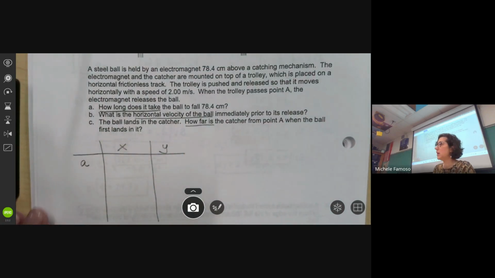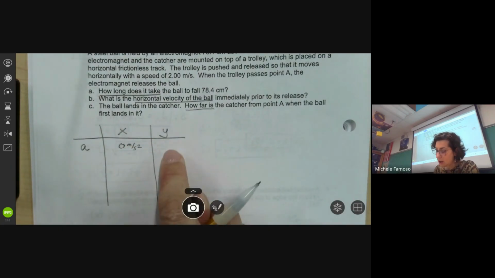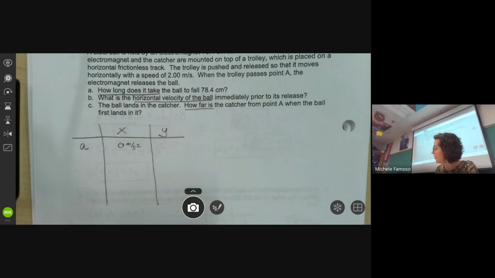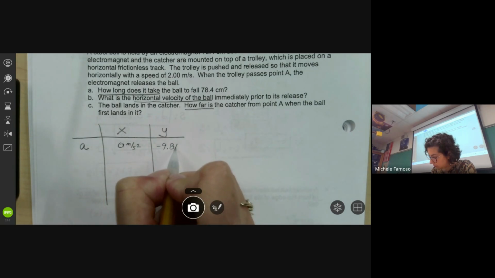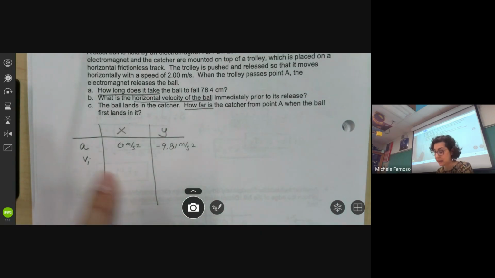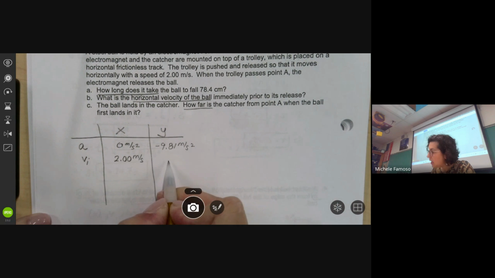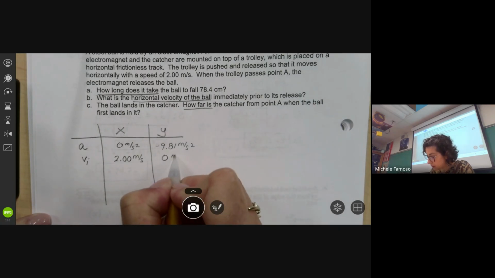Janicia, can you tell me what the acceleration of the ball always is in the x direction? Very good. Kiara, what is the acceleration always in the y direction? Good. The next thing that we know in this case is our initial velocity. What is the initial velocity, Miriam, in the x direction? 2.00 meters per second. Very good. Sydney, what is it in the y direction? Yep, 0 meters per second.